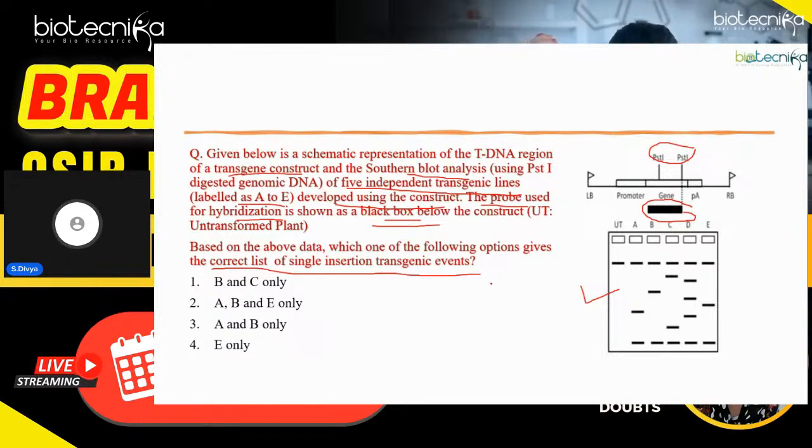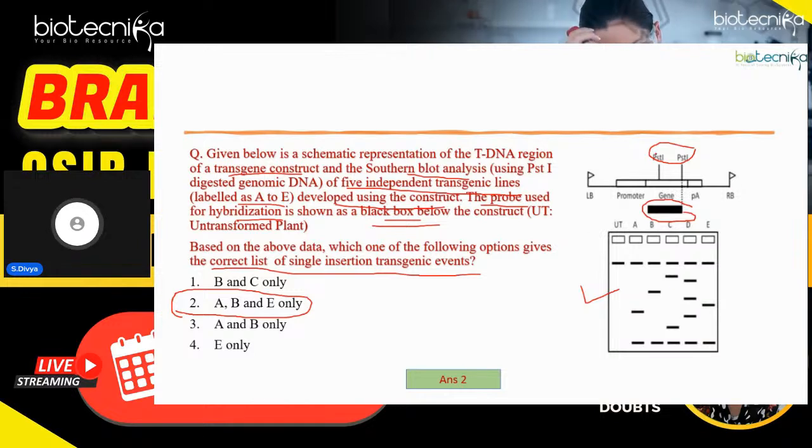So the correct answer over here is, as you mentioned, yes, option 2. Now, why is option 2 the correct answer? Any justification for this? Why are C and D eliminated from here? Any specific reason behind this?